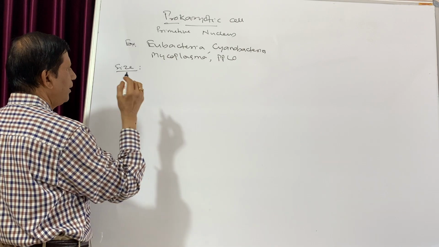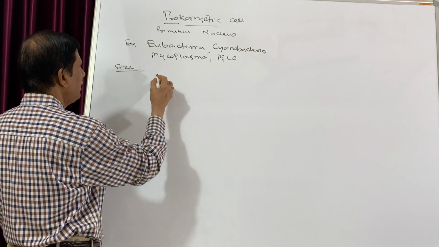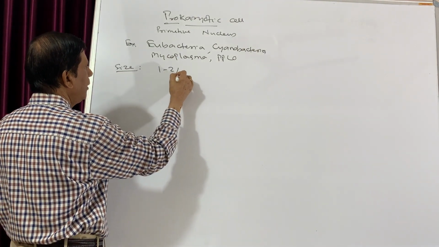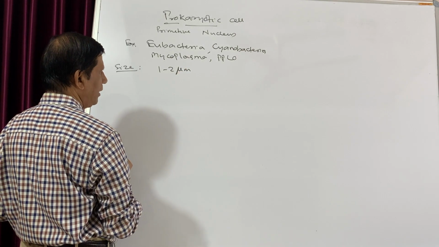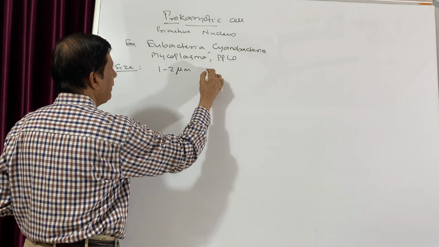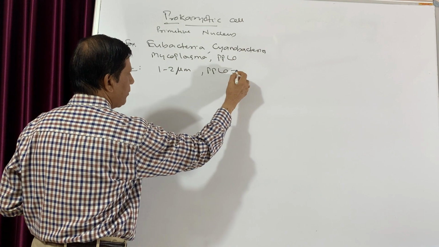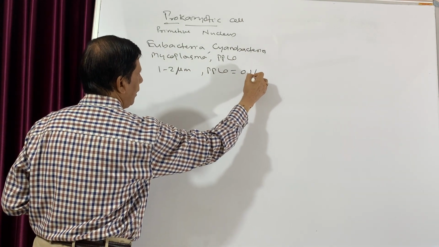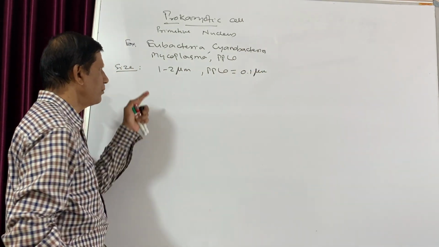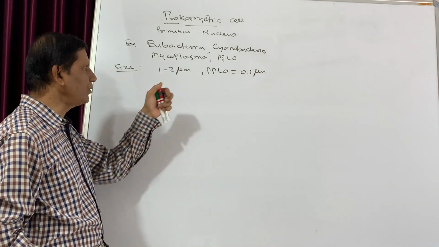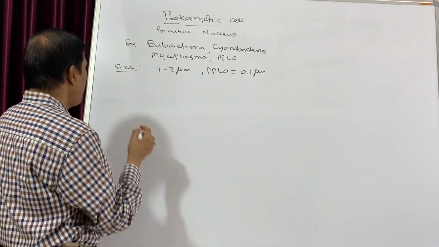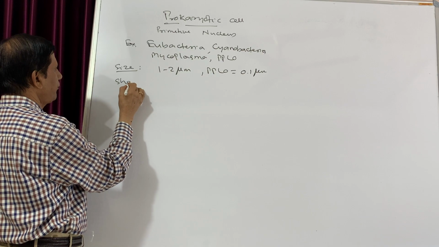Usually most of the prokaryotic cells range from 1 to 2 micrometer, while PPLO, which is the smallest one, is only 1 micrometer, while most of the prokaryotic cells range from 1 to 2 micrometer.